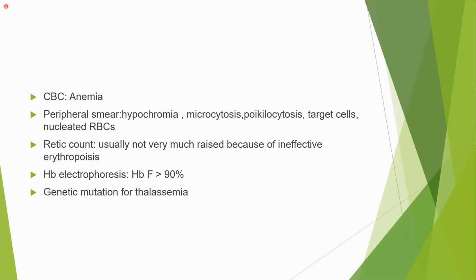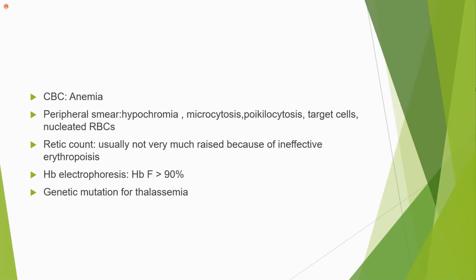The confirmatory diagnostic test for thalassemia is hemoglobin electrophoresis, and in hemoglobin electrophoresis we get hemoglobin F of more than 90%. Now, in normal HB electrophoresis, we have two types of hemoglobins, hemoglobin A and hemoglobin A2. A2 should be less than 3.5%, while the rest of the hemoglobin should be hemoglobin A, and F is in traces or absent. So this is the normal hemoglobin electrophoresis report, in which A2 should be less than 3.5 and the rest should be hemoglobin A.